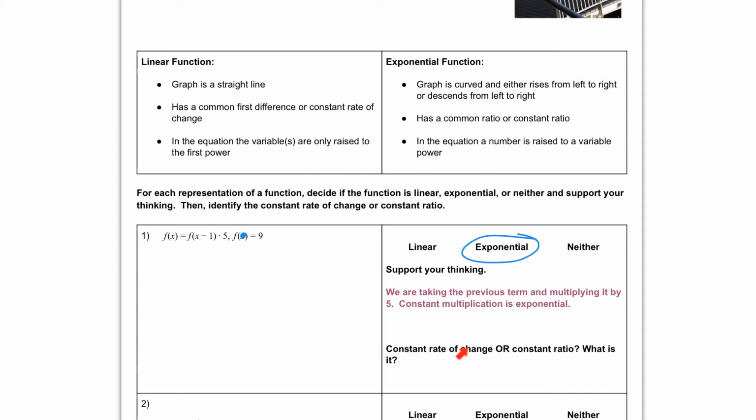And then does it have a constant rate of change or constant ratio? We just looked and said that it does have a constant ratio. We are multiplying each time. So we will circle constant ratio. And that constant ratio is 5, the number that we are multiplying by each time.